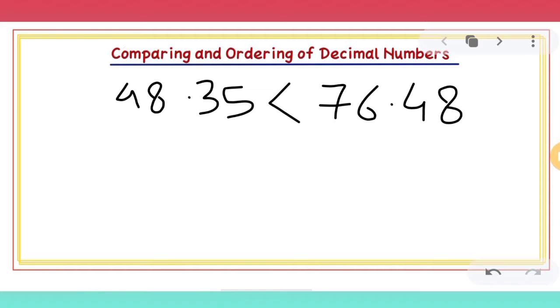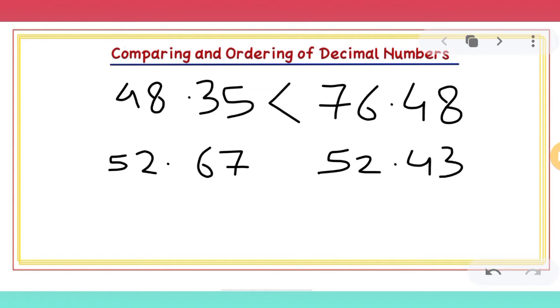But what if the whole part is same? For example, 52.67 and 52.43. Now in this we can see the whole part, that is 52, is same in both the cases. So now if we have to compare these two numbers, we will see the first digit after decimal, that is 6 and 4. Now in 6 and 4 we know 6 is bigger and 4 is smaller. That means 52.67 is greater than 52.43. In this way we can compare our decimal numbers.